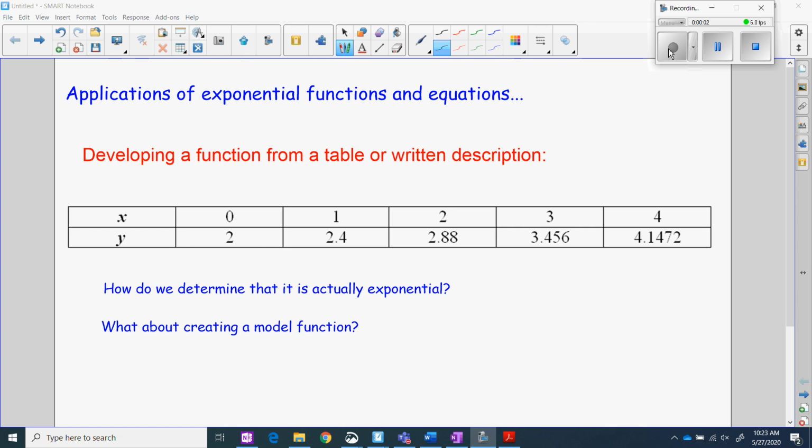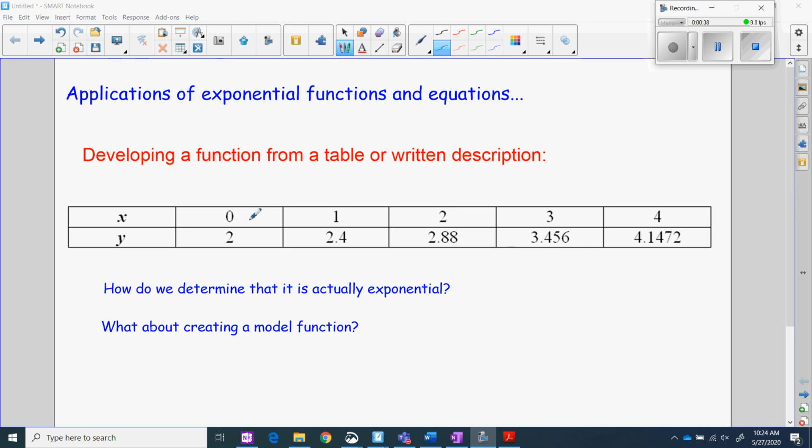This video is going to look at how to create exponential functions and equations from looking at charts, looking at a list of data, reading a written description of a situation, and taking those various situations and turning them into exponential functions. So I'm going to start with a table, such as you see here. And the first thing you have to be able to do is look at a list of numbers or data and determine that it is an exponential situation.